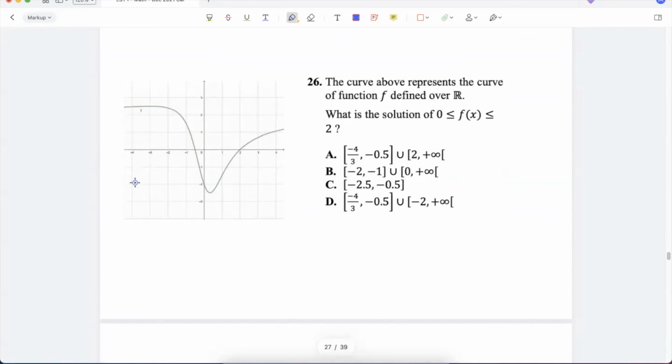Okay, the curve above represents the function f defined over R. What is the solution for f between 0 and 2? Okay, so f is between 0 and 2, right? So on the right hand side, it's between 2 and infinity. Yeah, this one. And on the left hand side, it's between, this is minus 0.5, and this would be minus 4 by 3, right? So it will be A.